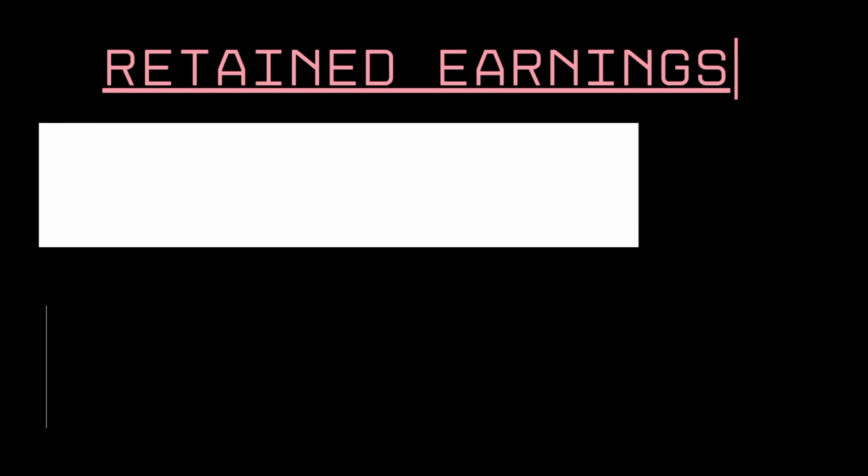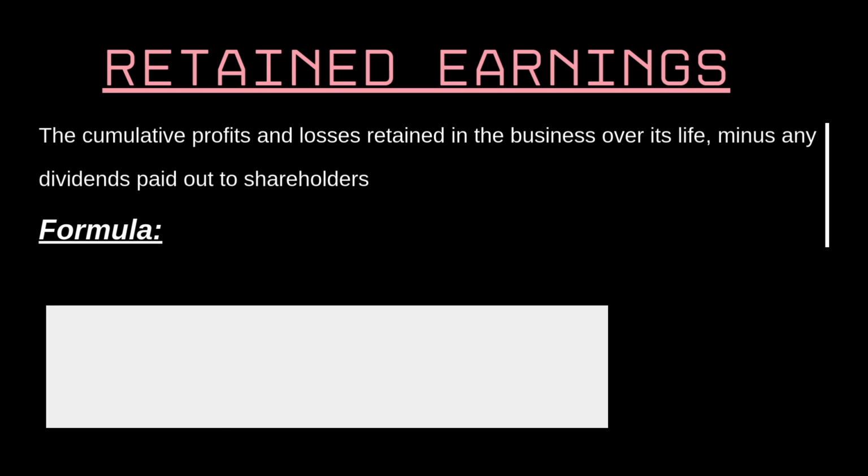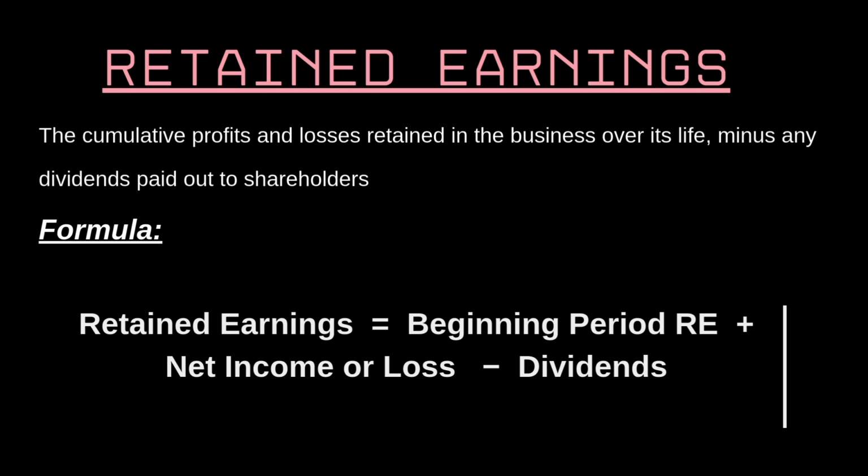The process involves the following steps. You start with the retained earnings balance from the previous period. You add the net income or subtract the net loss for the current period. And then you subtract any dividends paid out or distributions to shareholders or owners. The resulting figure is the ending retained earnings balance, which is reported on the balance sheet under the shareholders' equity.